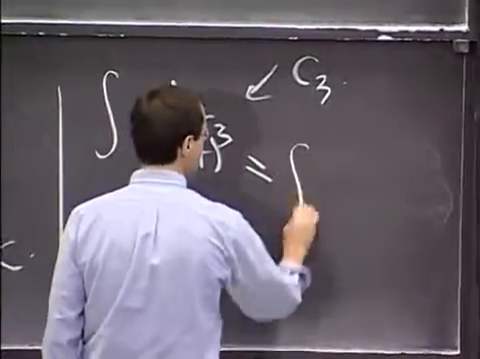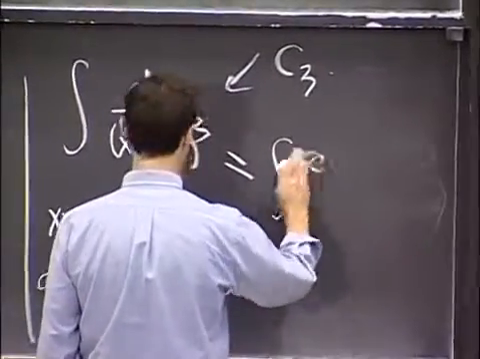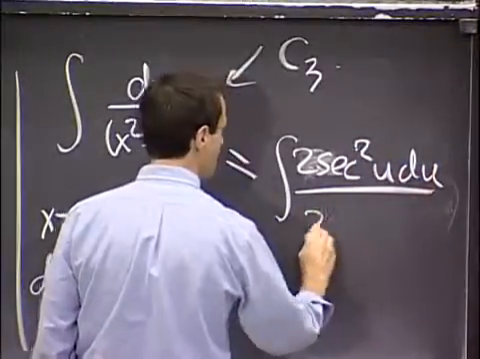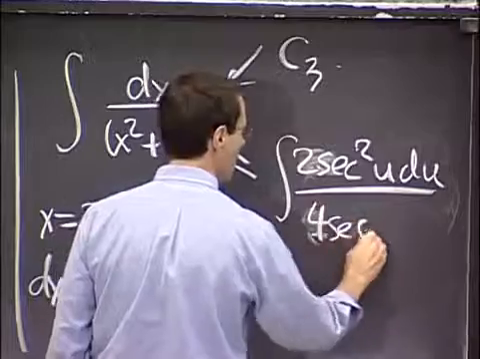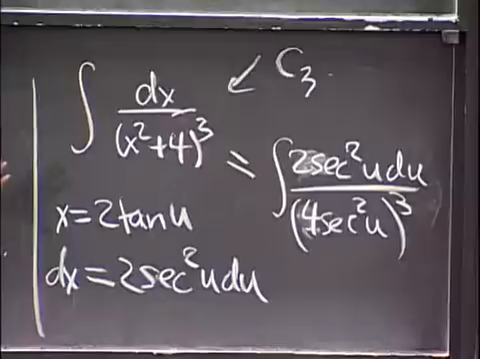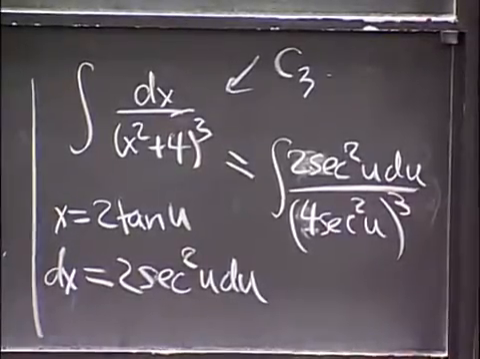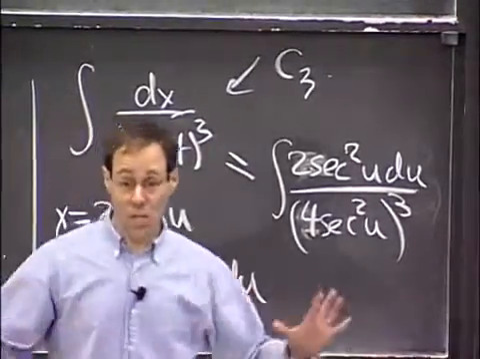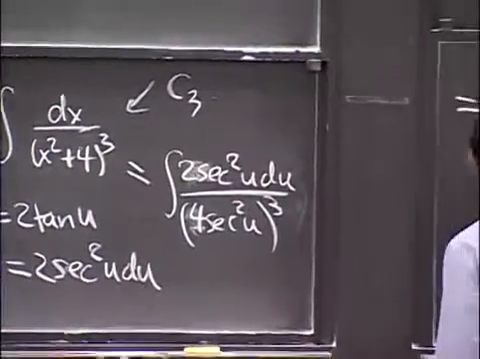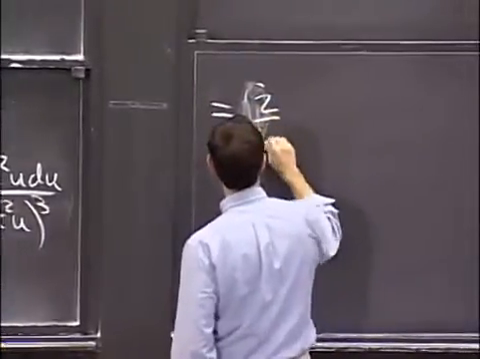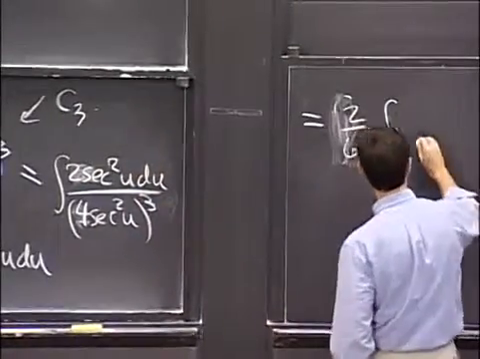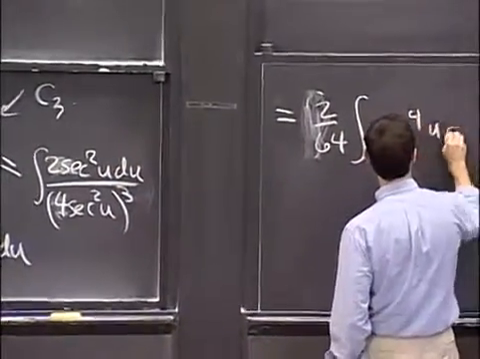So altogether, this thing is 2 secant squared u du, and then there's a 4 secant squared u cubed in the denominator. So that's what happens when you change variables here. And now look, this keeps on going. This is not the end of the problem. Because what does that simplify to? That is, let's see, it's 2 over 64, the integral of secant to the 6th power and secant squared. That's the same as cosine to the 4th.